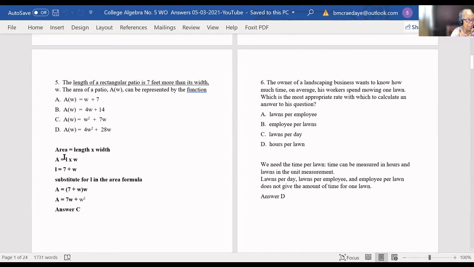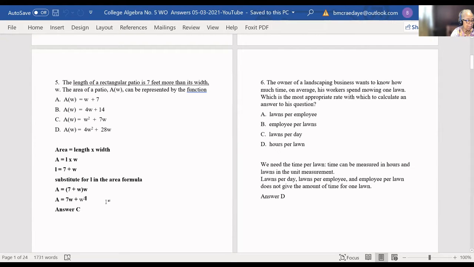Now, since the area is length times the width, we can substitute this expression for length, L equals 7 plus W, in the area formula. So this becomes area equals 7 plus W times W. That's the multiplication. So W times 7 is 7W. W times W is W to the second power, because when you multiply variables, you add the exponents. So this is really W to the 1, W to the 1, and 1 plus 1 is 2.